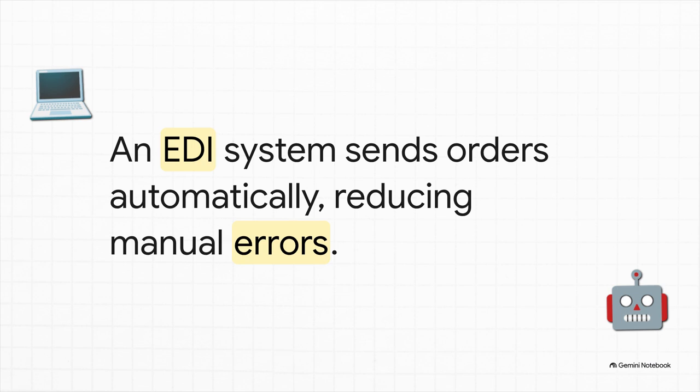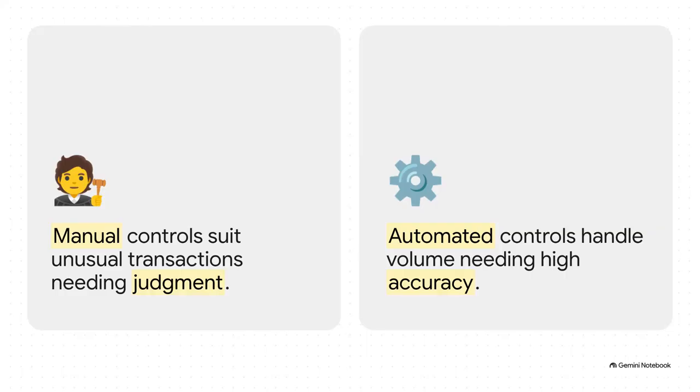It's not all bad news, though. Computer systems give management incredible analytical tools. You get highly efficient, timely supervision and statistical review that a manual system could never dream of. So with all that in mind, how do you actually choose your approach? Well, manual controls are your go-to when judgment and discretion are required.